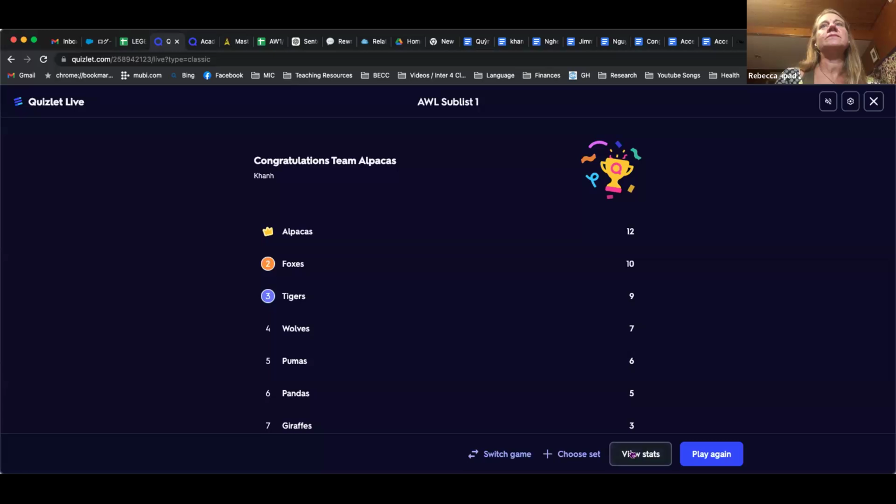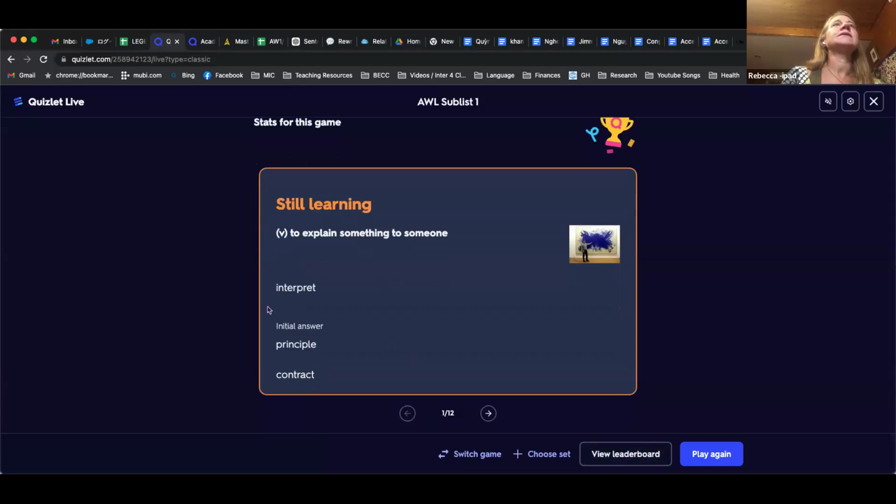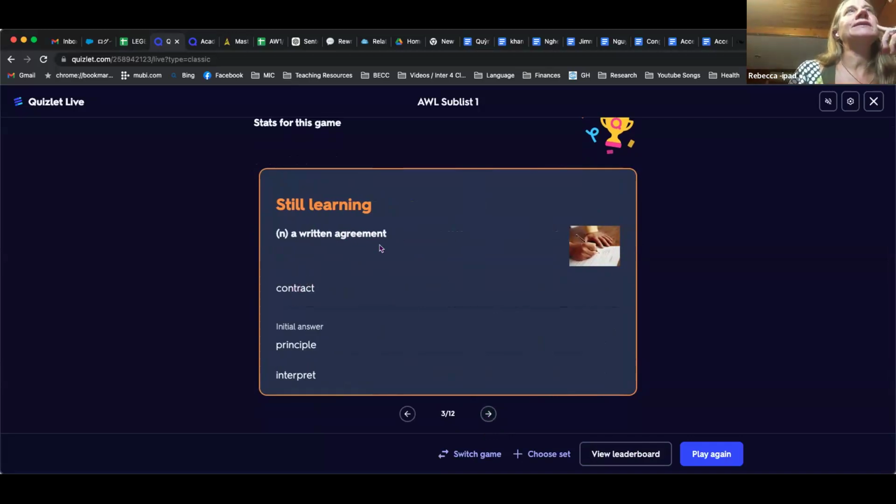Let's actually see some of the words though. Okay, interpret. It's when you explain something to someone. We hear the word interpreter, they explain another language. Still learning. Theory is an idea, but it's not proven. Contract, it's a written agreement. Principle. That's a value or belief.